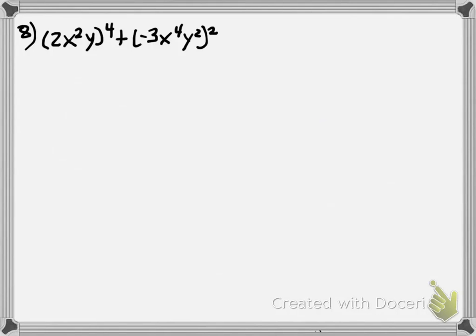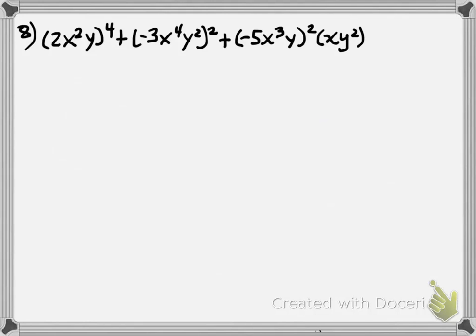This will be number 8. Oops, sorry. And this one's going to be kind of a doozy because it's got a lot going on. So we have 2x squared y. You want to raise that to the 4th power. To that, you're going to add negative 3x to the 4th y squared that you're going to square. And then to that, you're going to add negative 5x cubed y that we're going to square and then multiply by xy squared.